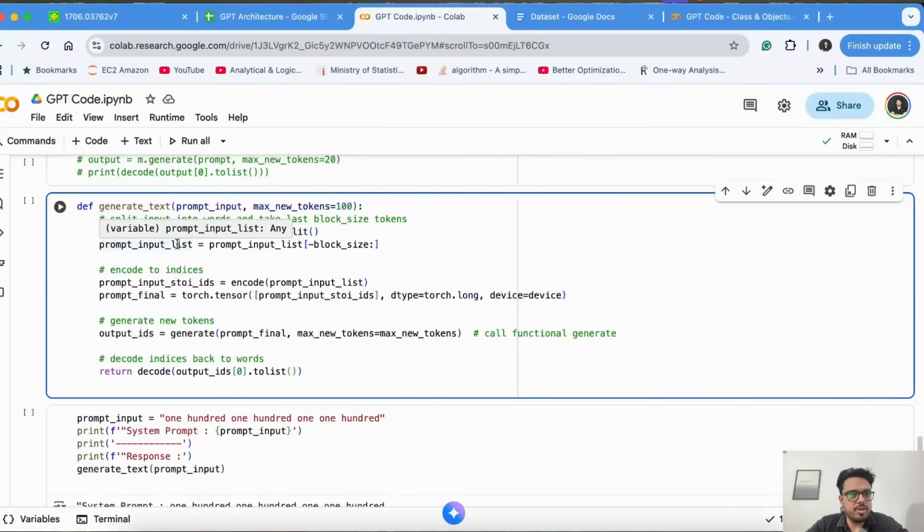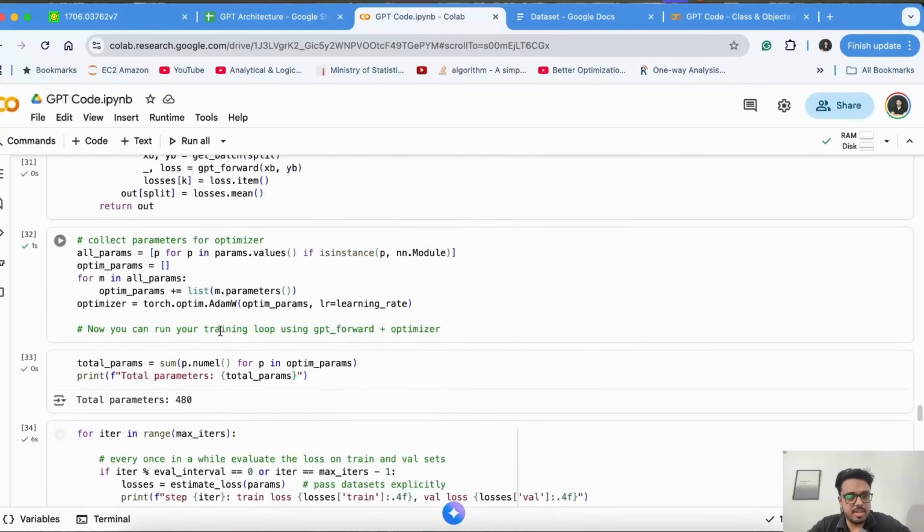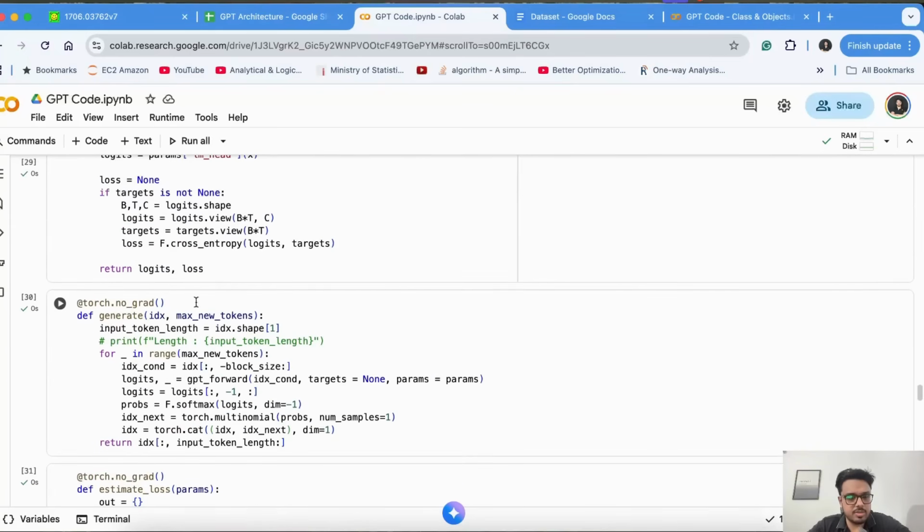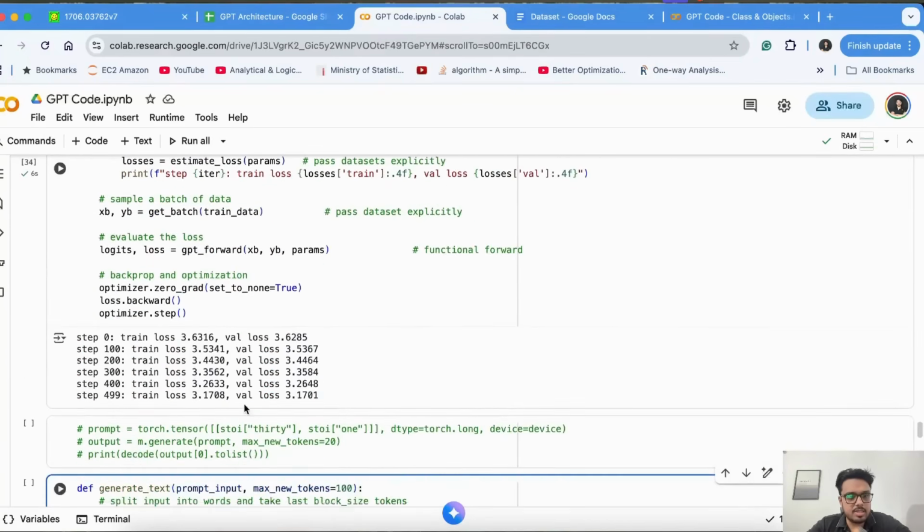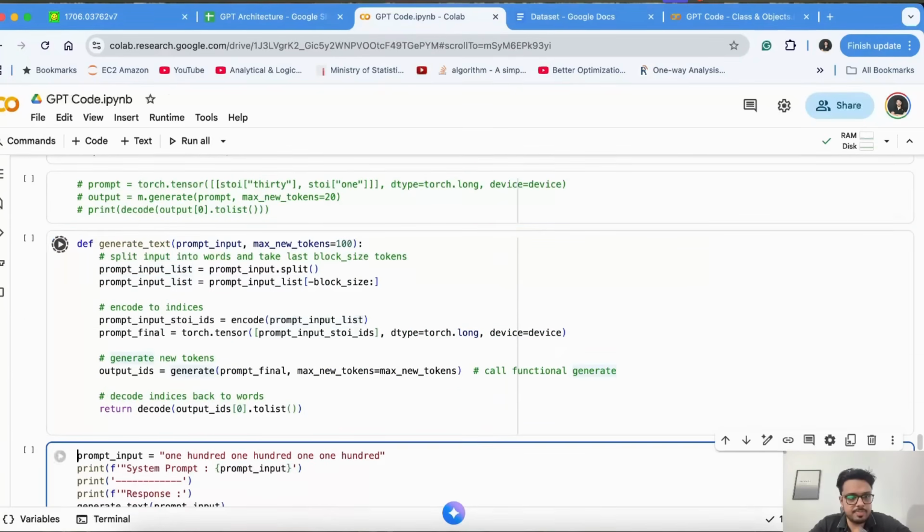Over here, what we are doing is, for a given prompt input, we are first truncating it to a maximum size of the context window, which is 10 in our case, and then we are encoding it to convert it into token IDs. Then those token IDs we are converting to a torch tensor, and then calling the generate function that we discussed. Okay, let's see how it goes.